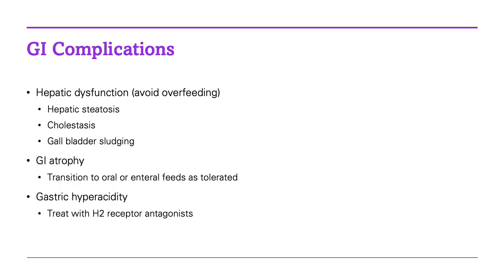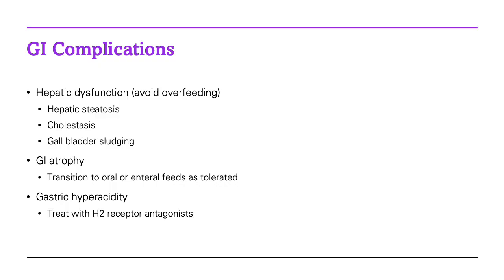Cholestasis, occurring primarily in children, is characterized by impaired biliary secretion. So you're going to have elevated conjugated bilirubin levels. They're the most common laboratory manifestation in this population. And then gallbladder sludging or stones is thought to result from the lack of enteral stimulation in the GI tract, and it occurs with long-term PN use.